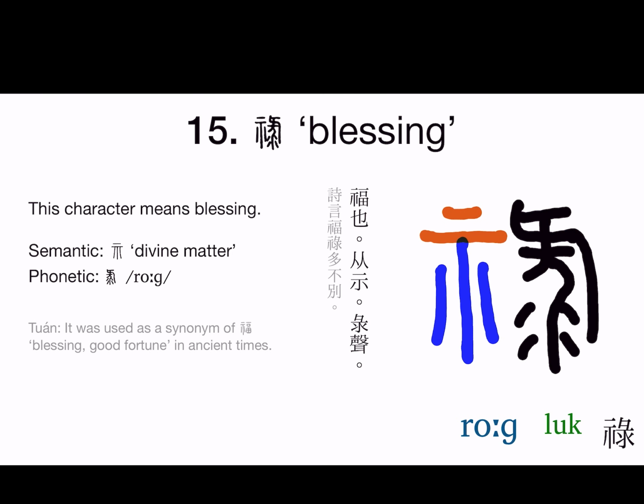And here's the last character I'm learning today. It looks like this, and it also means blessing. That's a very simple meaning that recurs many times in the dictionary, because blessing is an important part of ancient Chinese culture. The Old Chinese pronunciation of the character is rog, and its Middle Chinese pronunciation is lup. This is again a phonosemantic character. Its semantic component is still the radical that means divine matters, and its phonetic component is this character, which is pronounced rog. And according to the commentator Tuán, this character, rog, was used as a synonym of this other character, which is the main character meaning blessing and good fortune in Chinese. And here's the regularized version of the character.